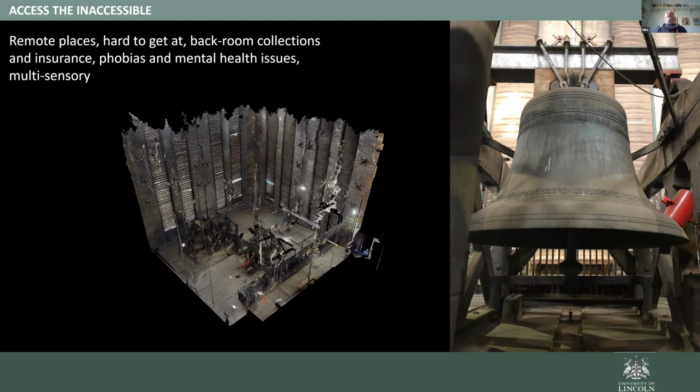or hard to get to places, backroom collections, for the purposes of insurance, phobias, mental health, etc. In this case, it's the bell tower at Lincoln Cathedral. You're not allowed to go into this space if you're below 14, they're not insured. And equally, you've got to be physically fit and able to make your way up through very small spaces to get into the clock room.